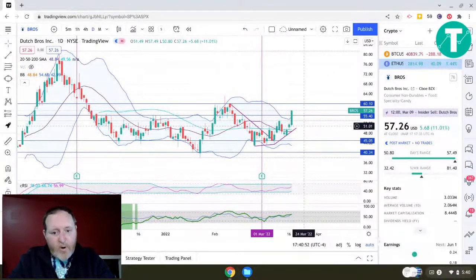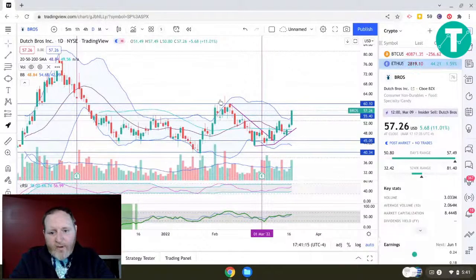So Dutch Bros, a good company. They have a very aggressive plan moving forward. On the stock chart, they are at the top of their range right now. They can still go a little higher, maybe to $60. And if they're going to break above, let me bring the volume back in here on this chart.